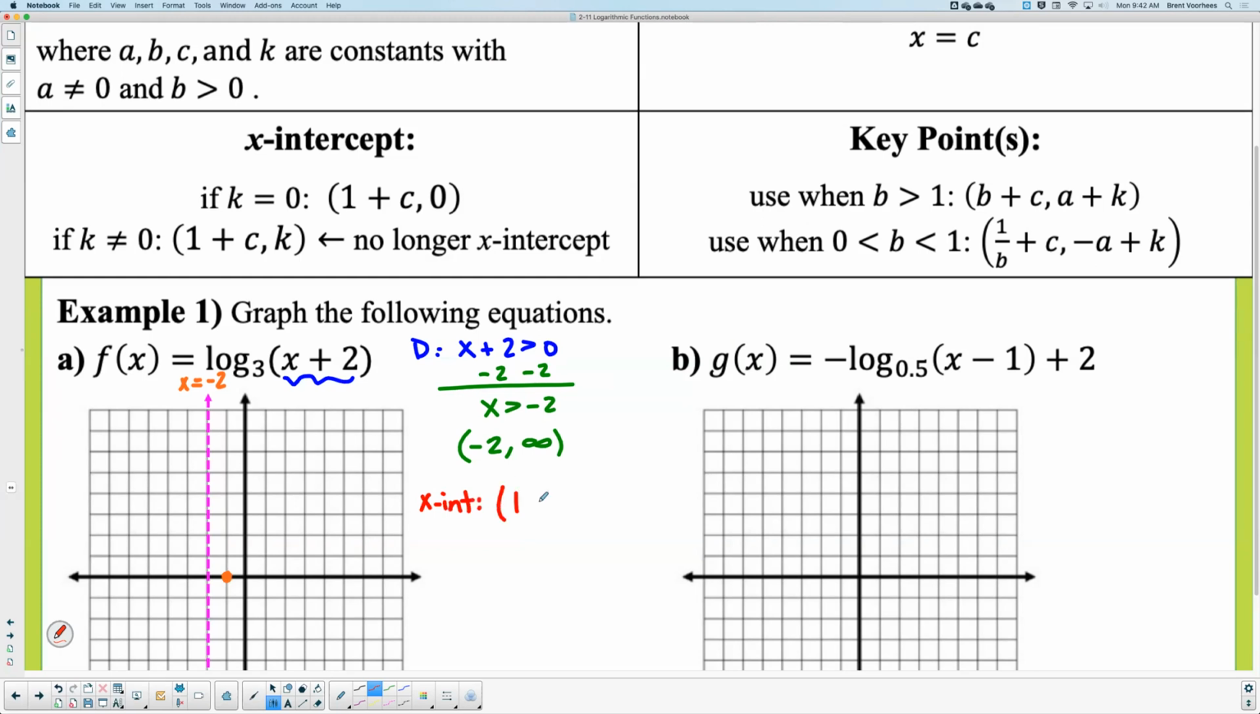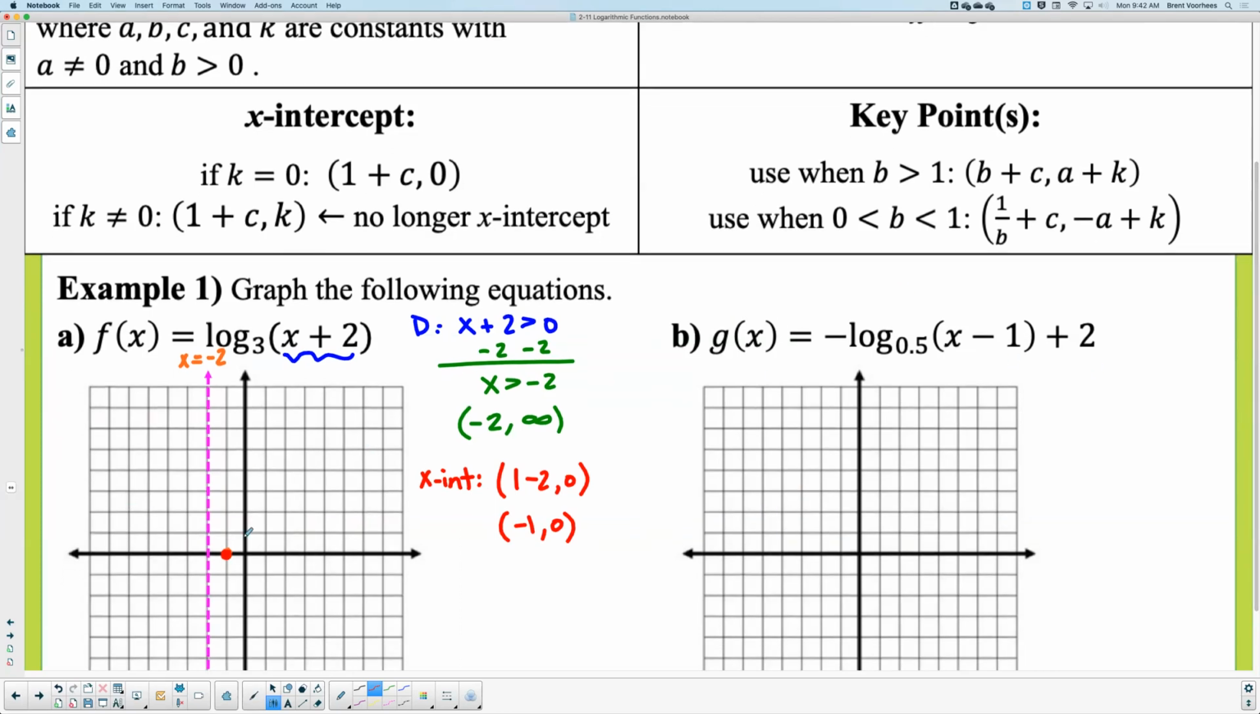So here's how the math would look for the x-intercept. You would take 1, and instead of adding 2, what do we do instead? You subtract 2. And so what do you get there? -1 comma 0. And that's exactly where I placed it. See that? Okay, finally, the next key point is at a y value of 1.